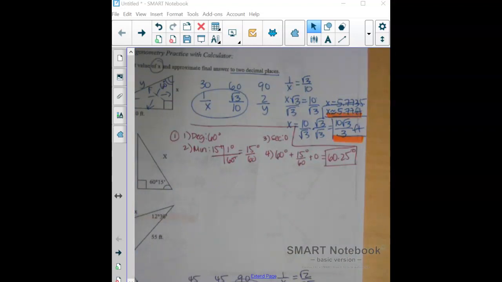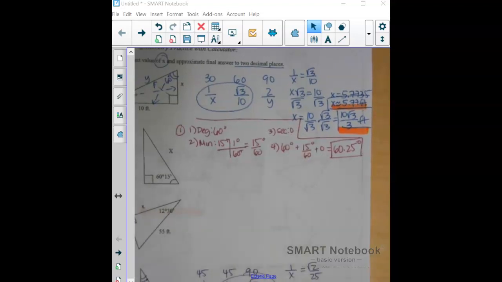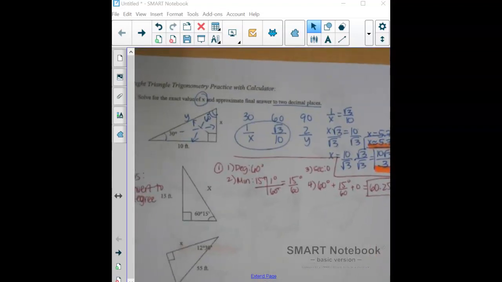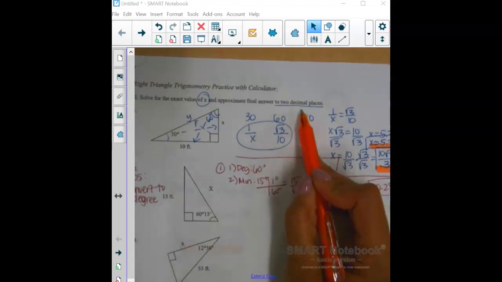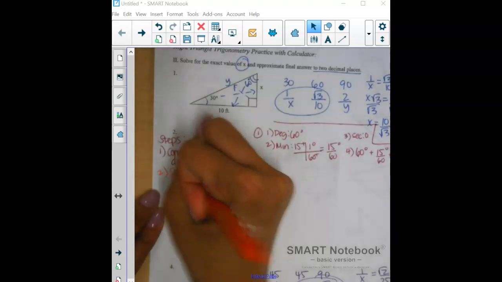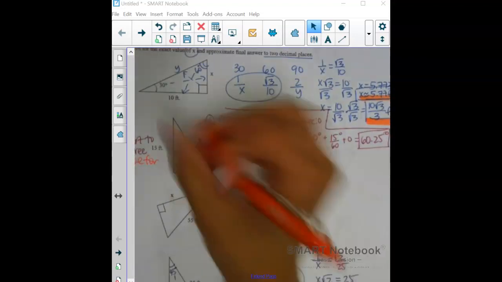Carlos, am I done? What else do I still need to do? No? All right, my seconds were 0. What did the problem ask me to do? Read the top. Solve for x, and then we're going to round to 2 decimal places. So my last step here, step 2, is to solve for x, using the 60.25.